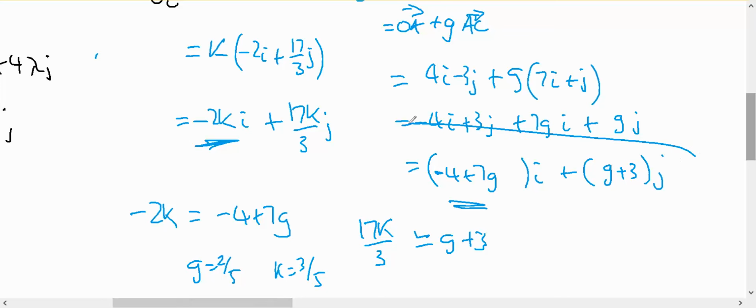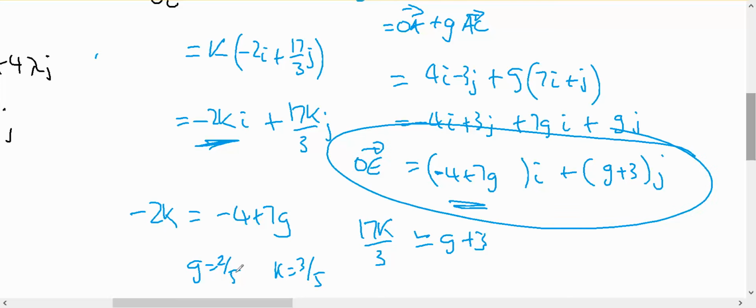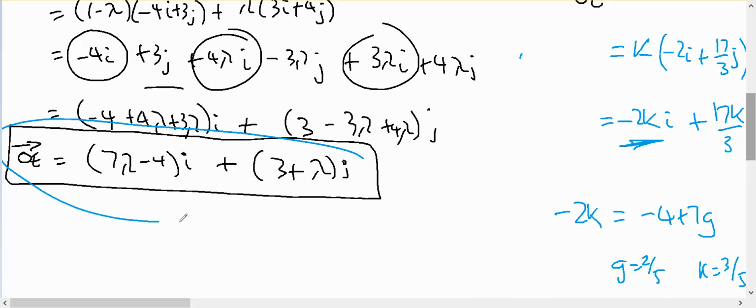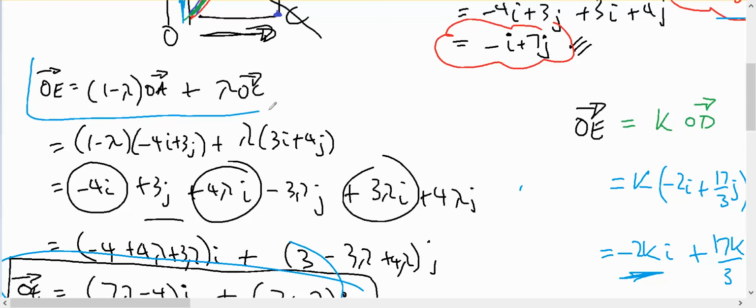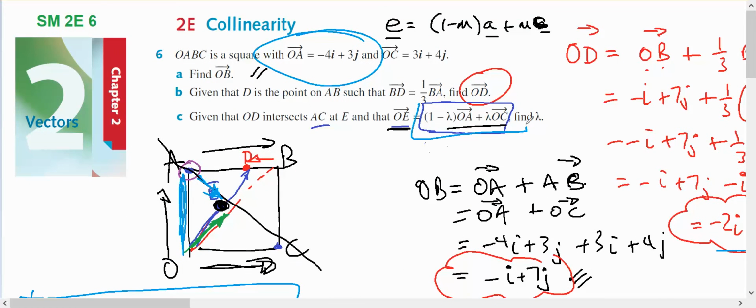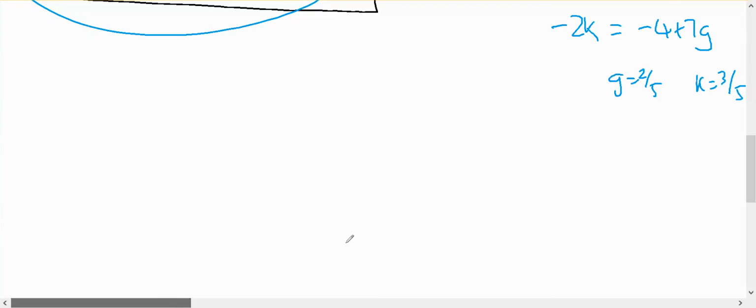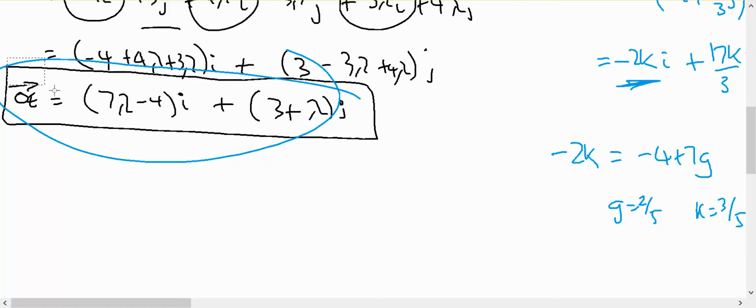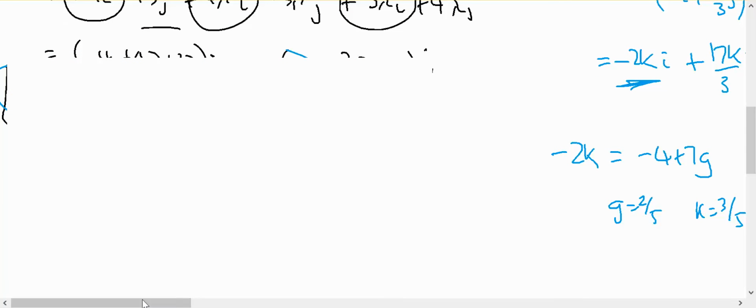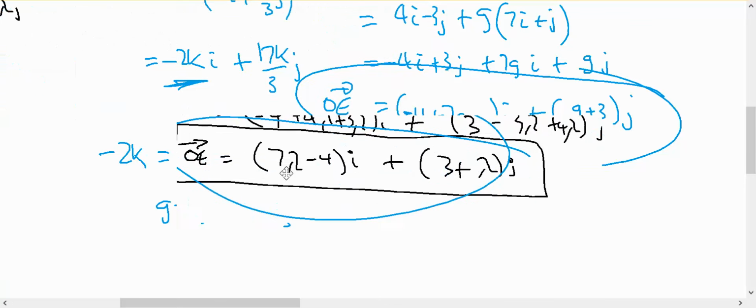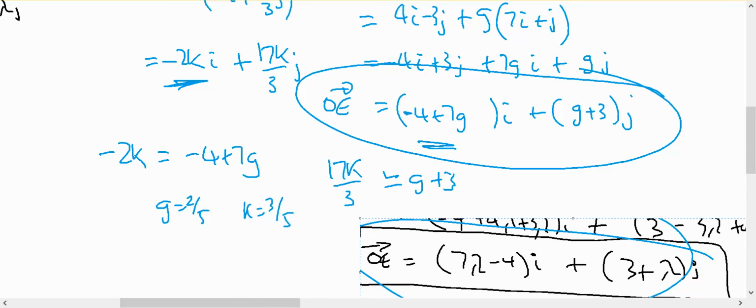Now, if I look at this expression for OE, and I look at this expression for OE, which comes from this statement, then I can see that lambda is g. 7 lambda minus 4, 7g minus 4, lambda plus 3, g plus 3. g is the value of lambda. Since lambda equals g, they equal 2/5.